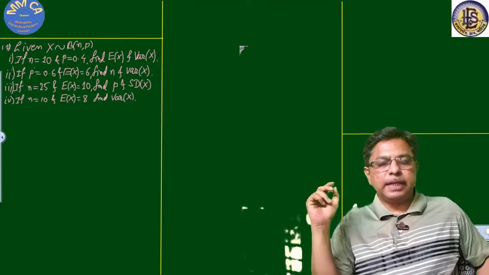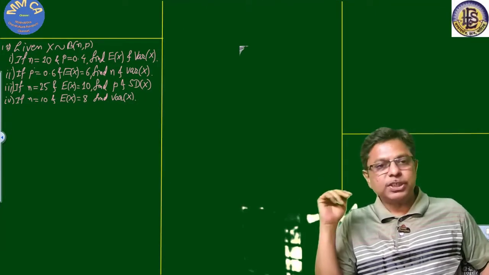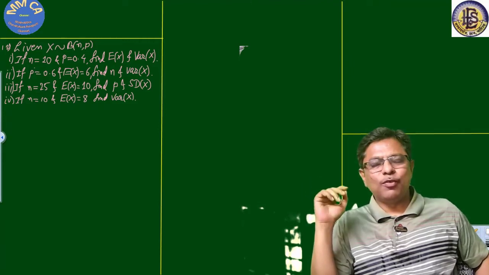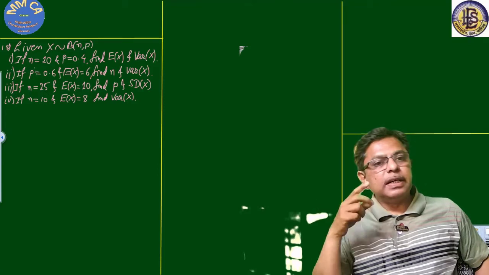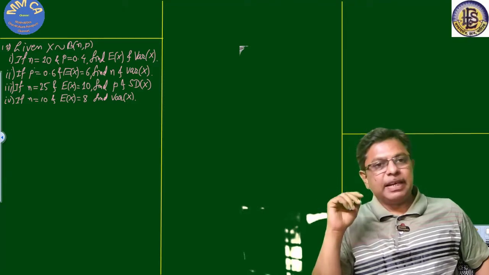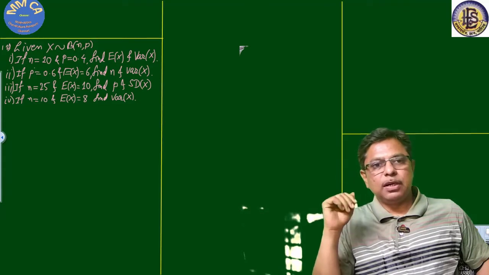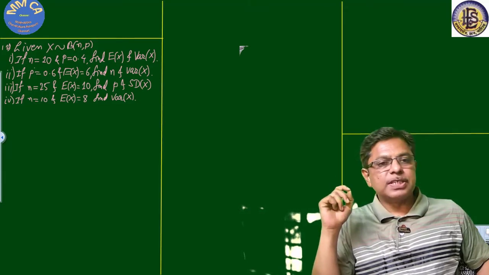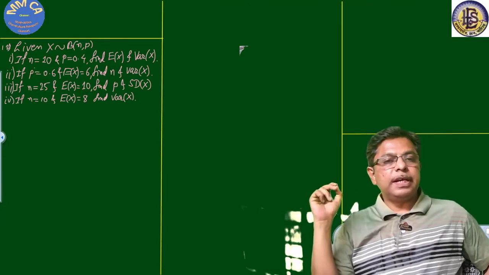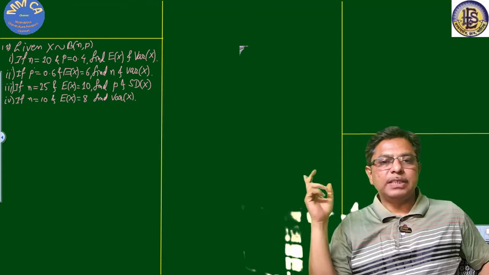In exercise 8.1, this is example number 12. It has 4 sub questions. We'll solve any 2 of them, and I leave 2 for the students to solve. Given capital X is a binomial distribution with n as the total number of trials and p as the probability of success. First, if n is equal to 10 and p is equal to 0.4, find E of x and V of x.